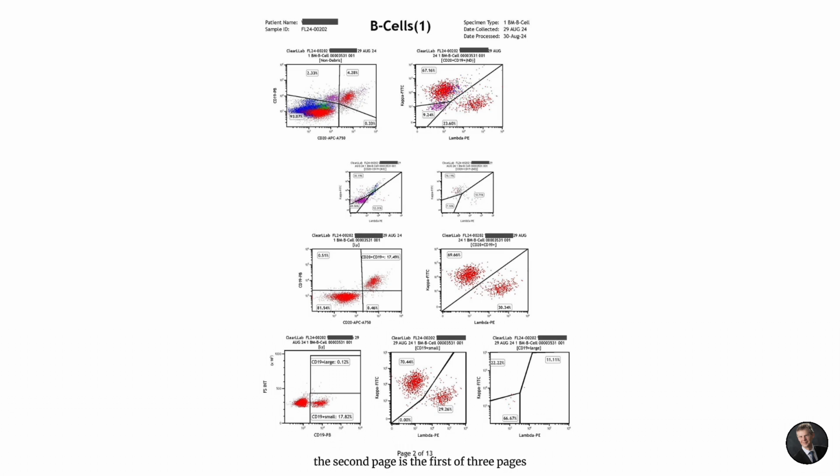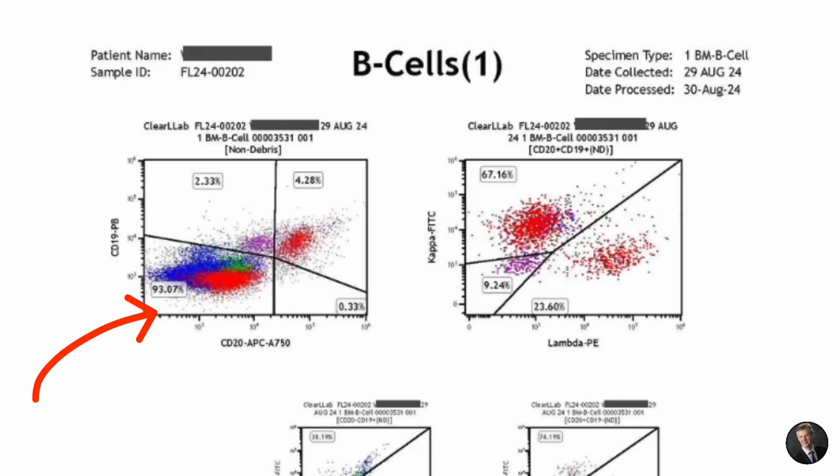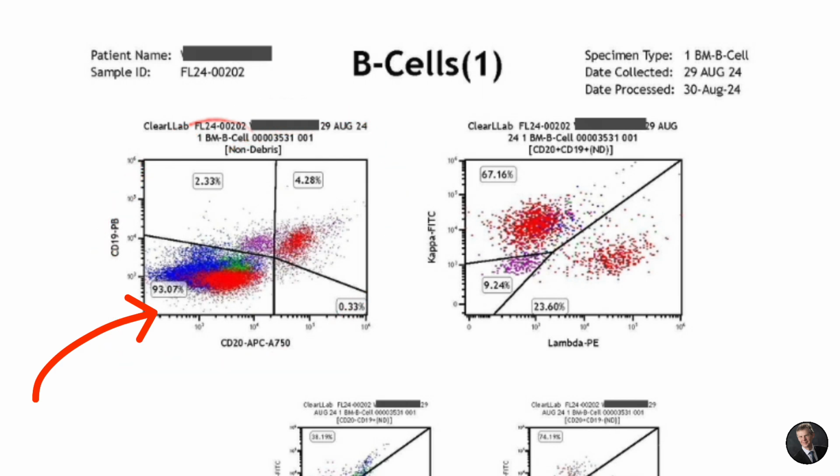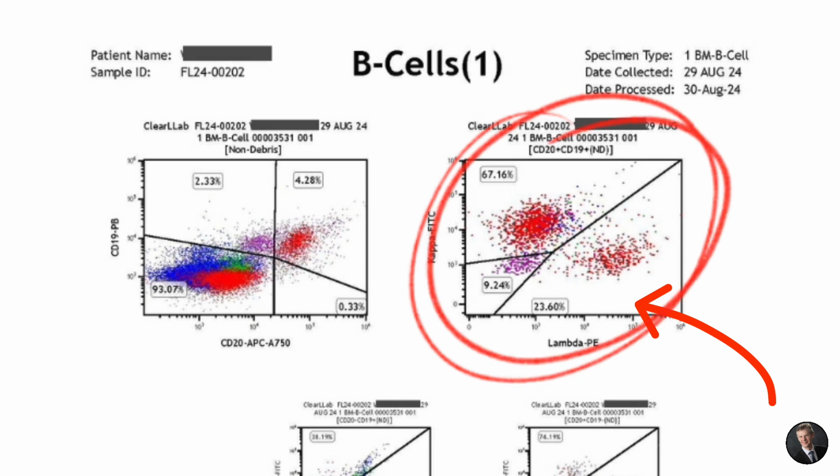The second page is the first of 3 pages dedicated to the analysis of B cells. The very first histogram separates the B cells from all the cells present in the specimen. In the case of bone marrows, here's where one can see both the mature B cells and the hematogones in the context of the entire specimen, while the second histogram analyzes whether the B cells are polyclonal or not.